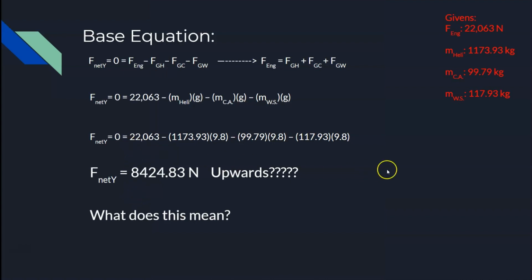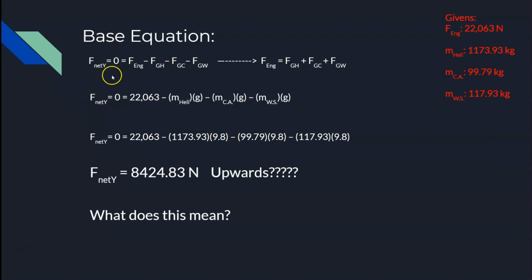So in this slide, we have our givens, which is the force of the engine being at around 22,000 newtons. We looked that up just from finding out what kind of helicopter he was flying. The mass of the helicopter was around 1,173 kilograms. The mass of Captain America was almost 100 kilograms, and the mass of the Winter Soldier was 117 kilograms. So those are our givens for the equation, and the equation was a very simple F net Y equation because we're only focused on the fact that the helicopter goes up and then eventually goes down.